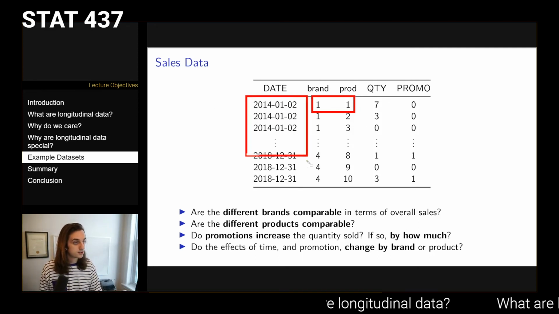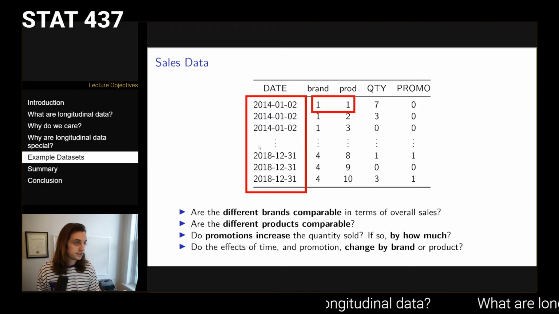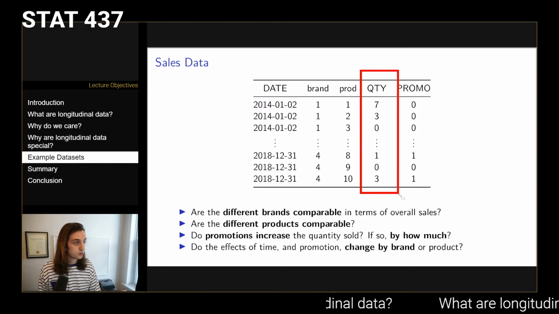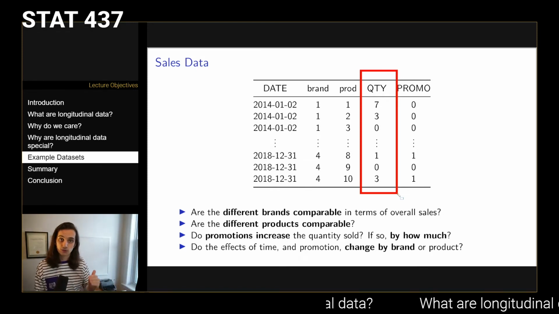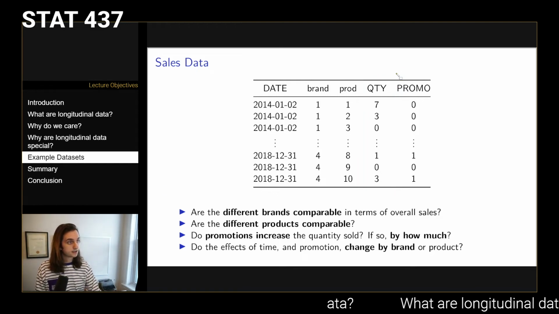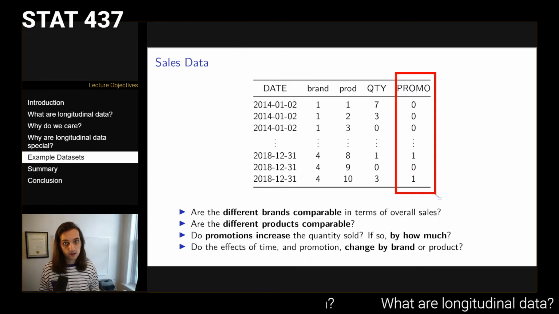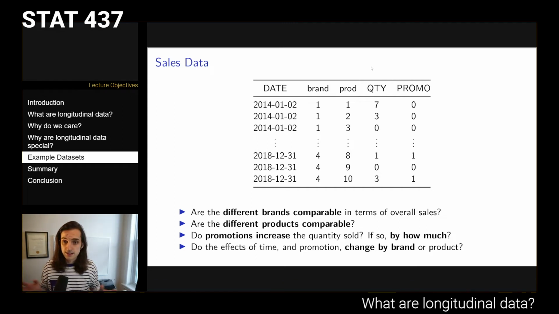And we can see that these are grouped by calendar date. And so there's just over 4 years of data in this study, or roughly 4 years of data. And the outcome that we're measuring here is this quantity, which is the number that were sold on that day for that brand with that product. And this last column here is an indicator, this promo, as to whether or not that product was marked on sale on that day.